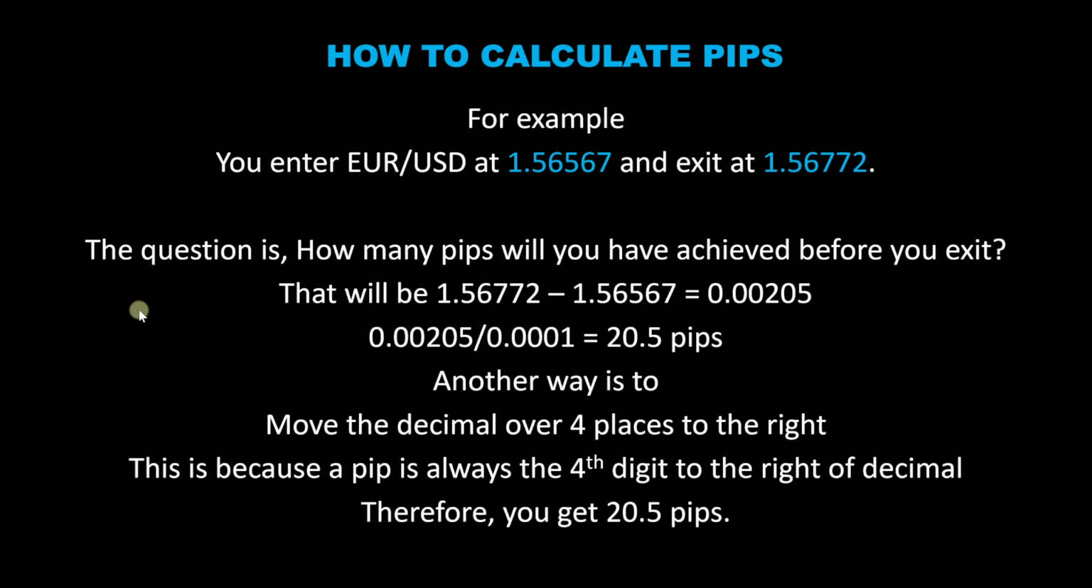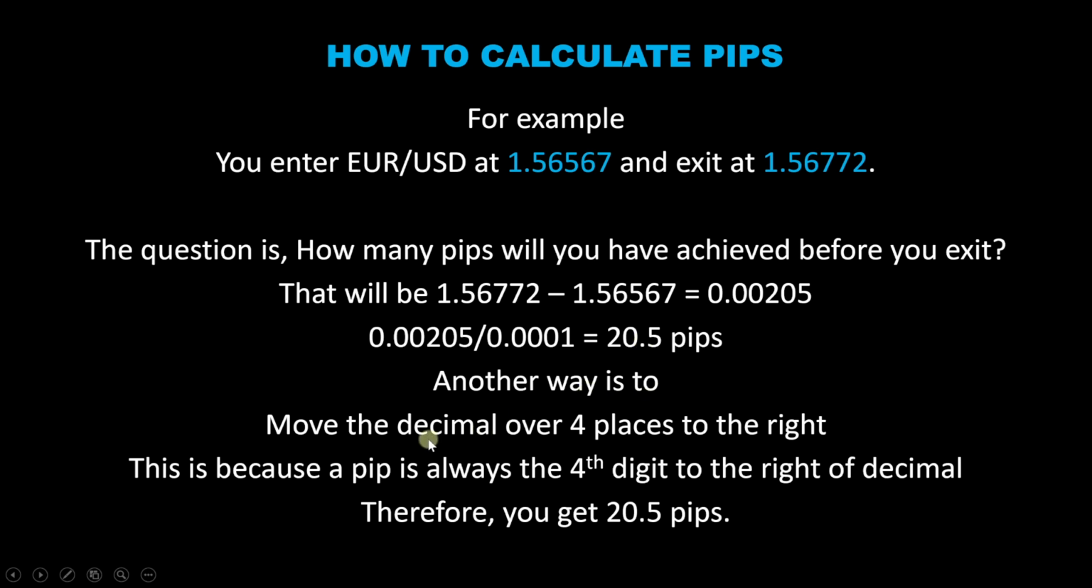For example, if you enter Euro USD at this price, right, and exit at this price, the question is, how many pips will you have achieved before you exit? So that will be this amount, because this is the largest amount, less this amount. Our answer will be 0.00205. So 0.00205 divided by 0.0001, we get 20 pips.